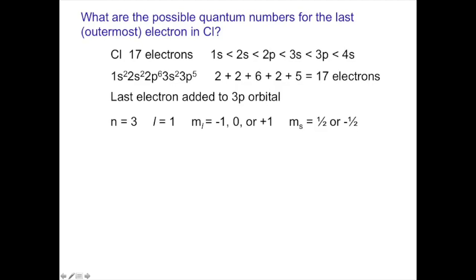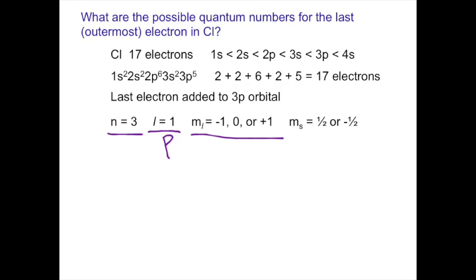Okay, for the 3p, you have n equals 3, and since it's a p orbital, L equals 1. Now, there's 3 different p orbitals, which is a good hint that your m sub L is going to have 3 different values. How do I know there's 3 p orbitals? Well, that's something I've committed to memory long ago. You can also figure that out from the periodic table. But since there's 3 p orbitals, the m sub L goes from -1 to +1 in 3 steps.